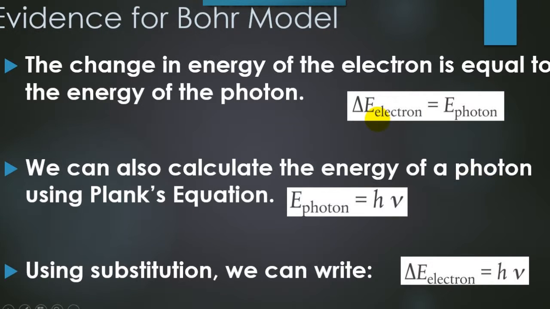This change in energy is equal to the energy of the photon. There's an equation for the energy of a photon using Planck's equation. So the energy of the photon is equal to this constant, Planck's constant, times the frequency of the light that is absorbed by the electron. Using substitution, we can change this equation to say, well, the change in energy of the electron is equal to Planck's constant times the frequency of the light.